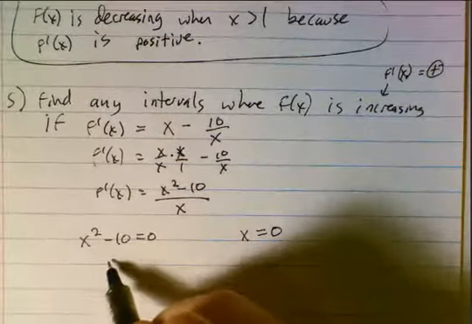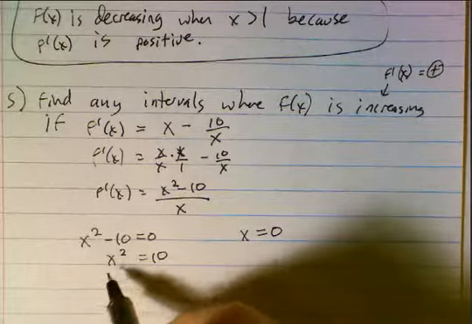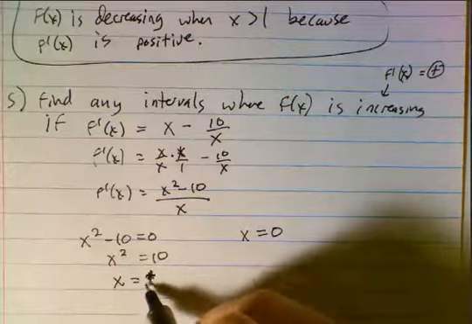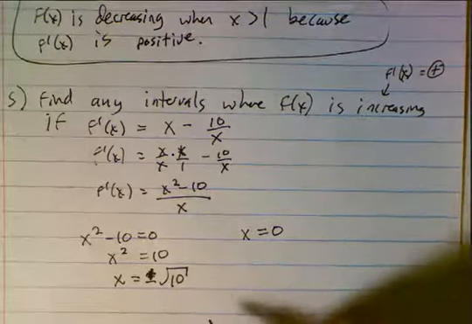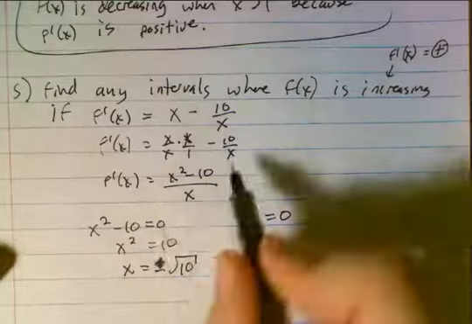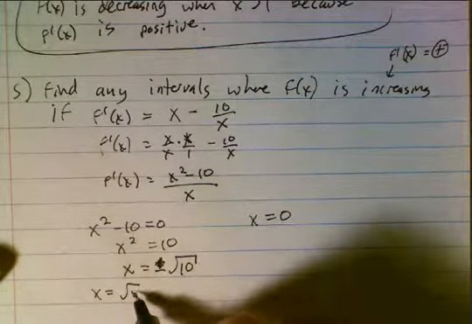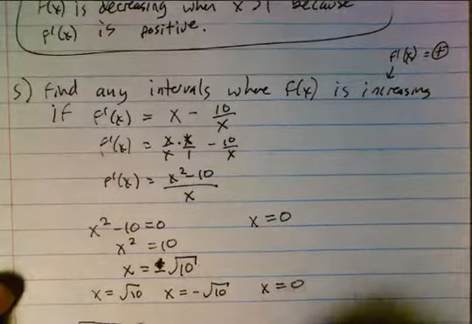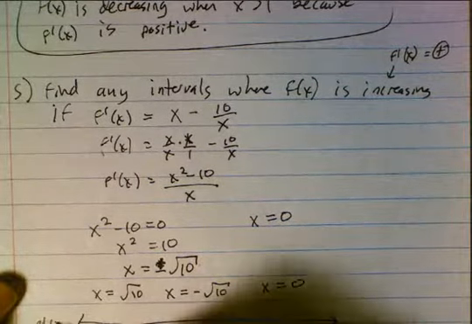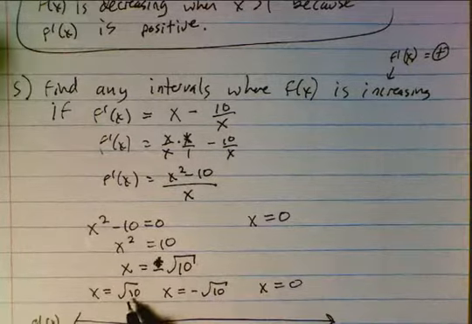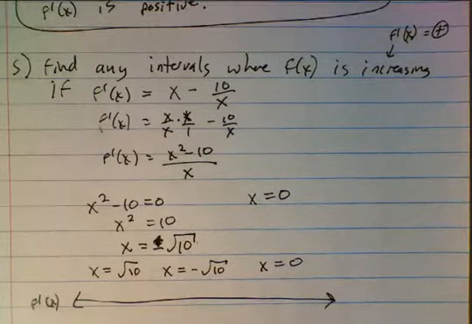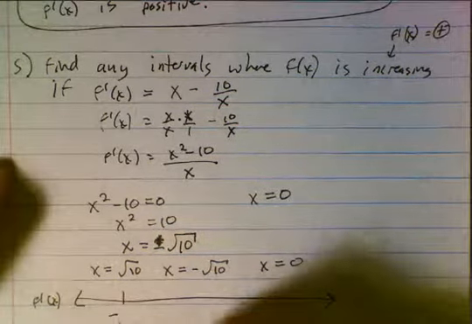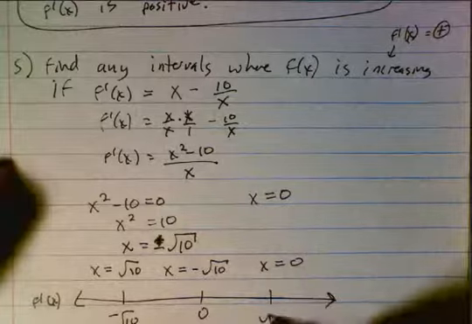So to solve for this, all we have to do is add 10 to both sides, take the square root, but remember, when we have an even exponent, it has to be plus or minus the square root of 10. So we have 3 different numbers, even though it looks like we only have 2. We have x equals the square root of 10, x equals the negative square root of 10, and x equals 0. Not quite sure what the square root of 10 is, but we do know the square root of 9 is 3, so it's going to be somewhere around 3. So we've got negative root 10, 0, positive root 10.